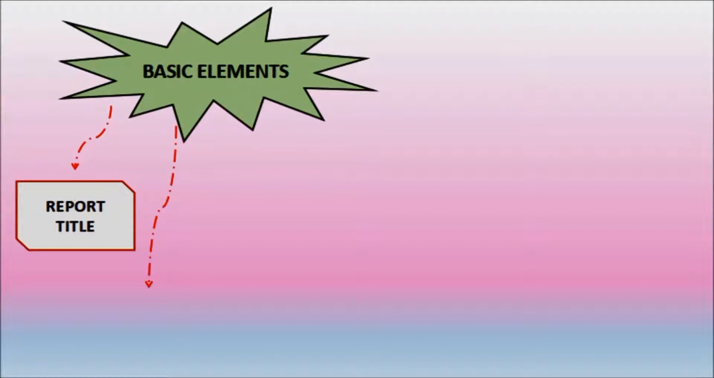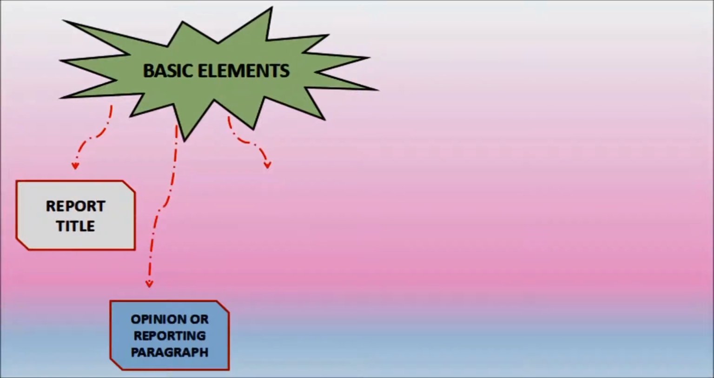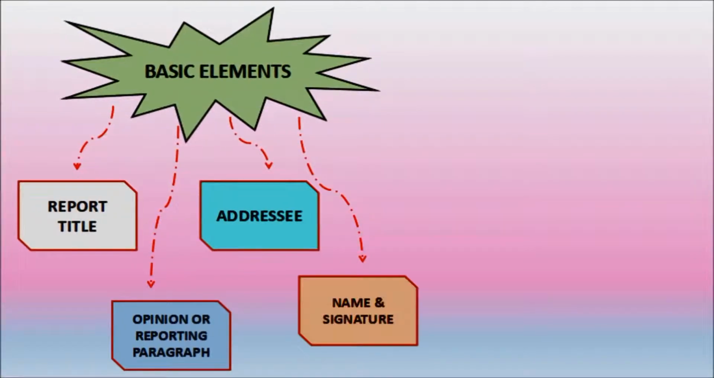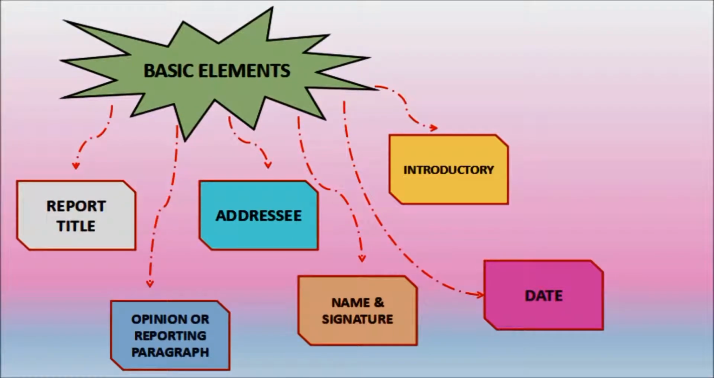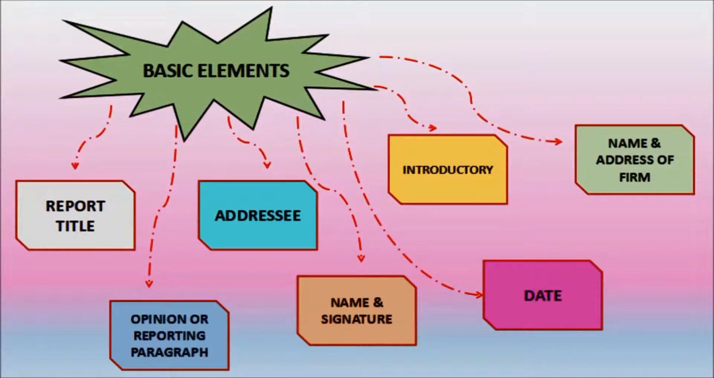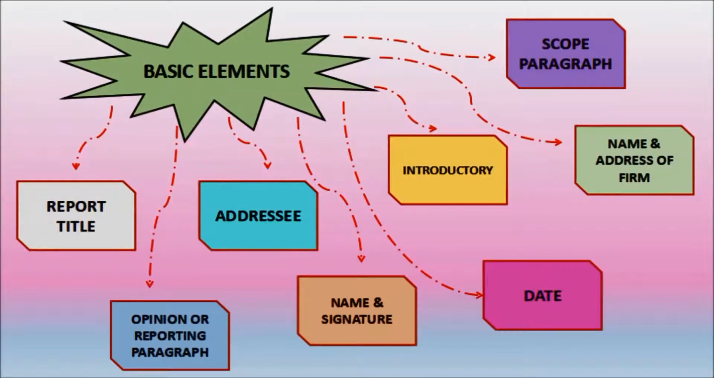First, report title. Second, opinion or reporting paragraph. Third, addressee. Fourth, name and signature. Fifth, date. Sixth, introductory. Seventh, name and address of firm, and lastly, scope paragraph.